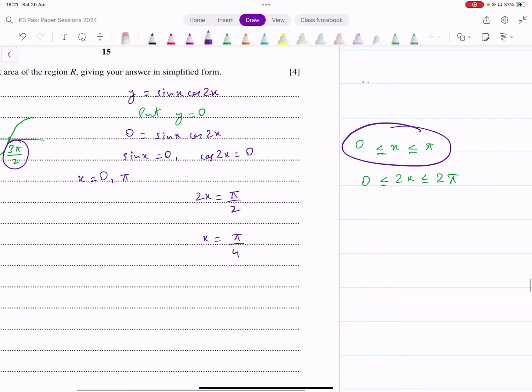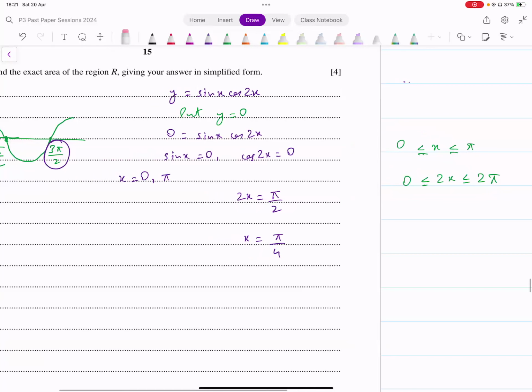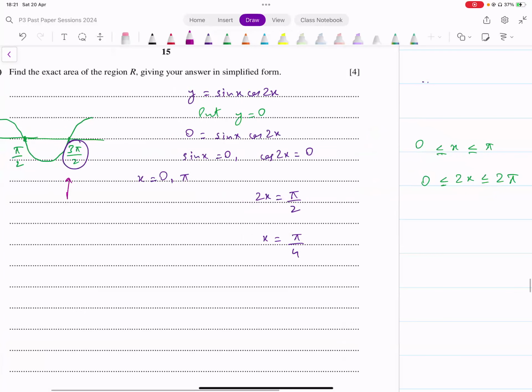Since the interval for x was from 0 to pi, the interval for 2x would be from 0 to 2 pi. So we have to consider all possible angles until 2 pi. So 3 pi over 2 is also inside the range. That means we have another possible value from this: 2x equals 3 pi over 2. And from this, we get x equals 3 pi over 4.